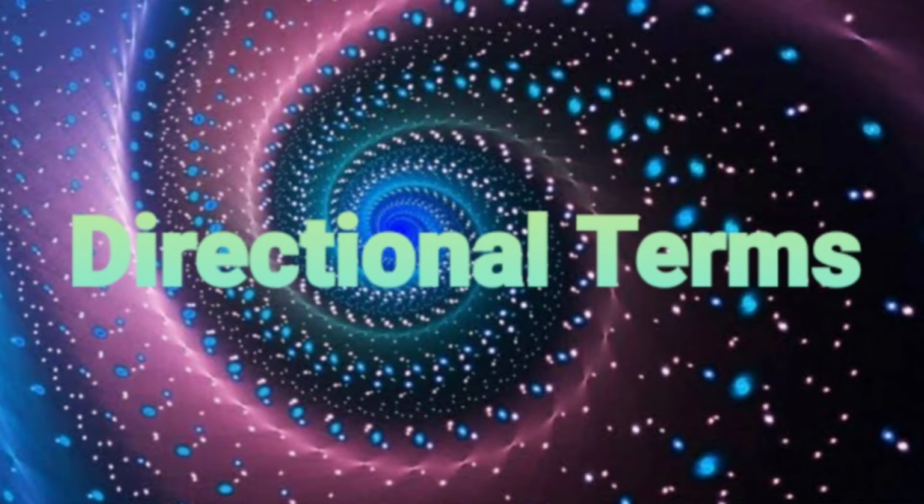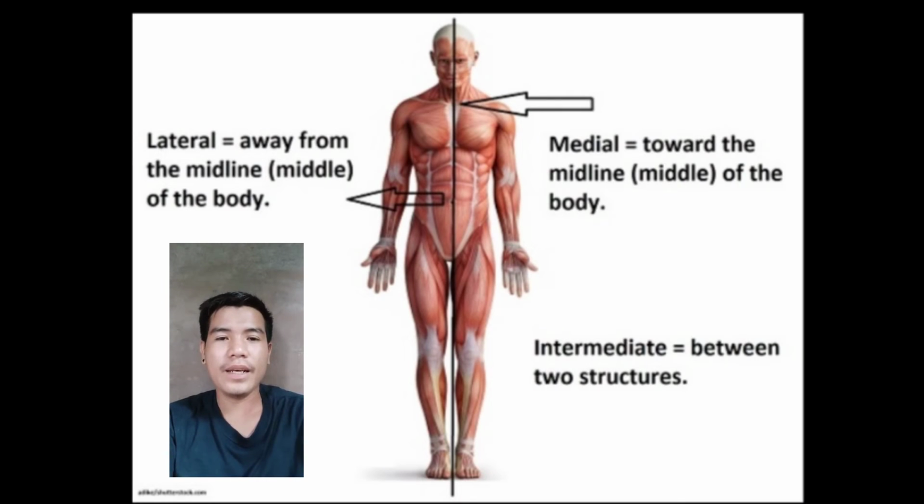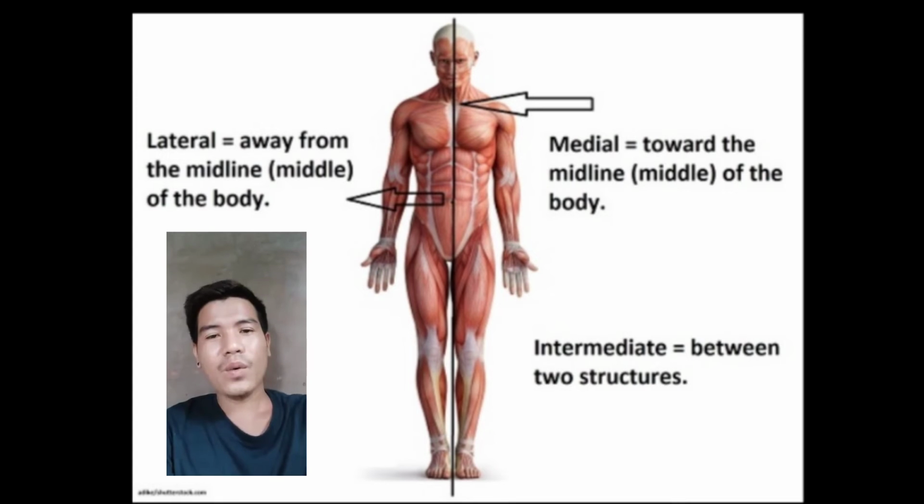Directional terms. What is medial? Medial is toward the midline of the body. Example, the middle toe is located at the medial side of the foot. What is lateral? Lateral is away from the midline of the body. Example, the little toe is located at the lateral side of the foot.